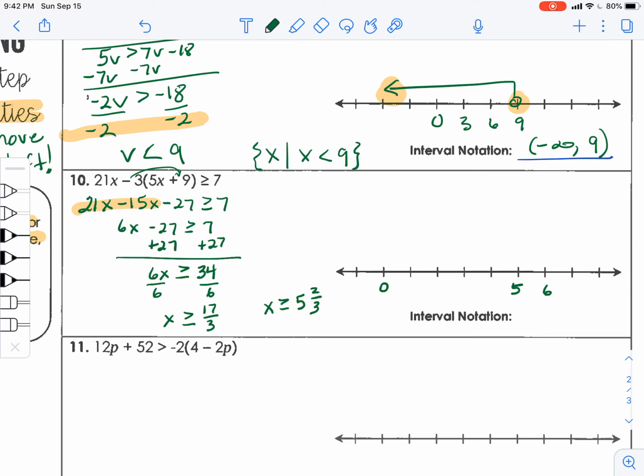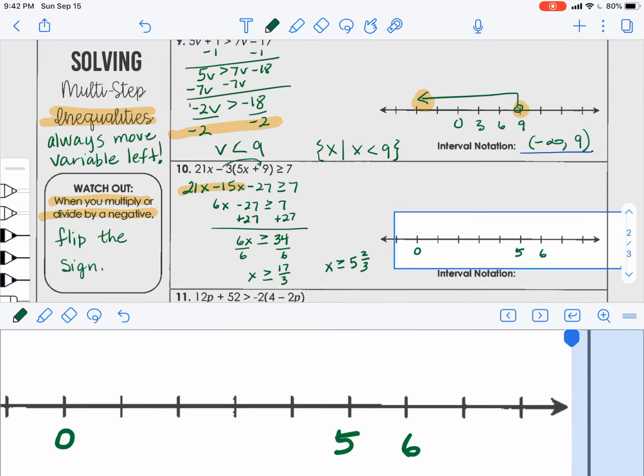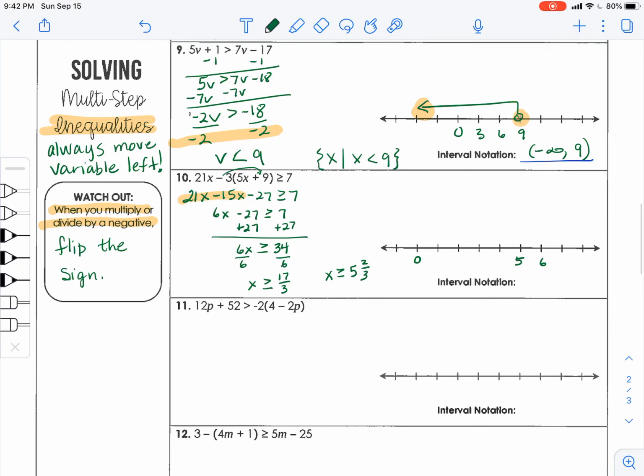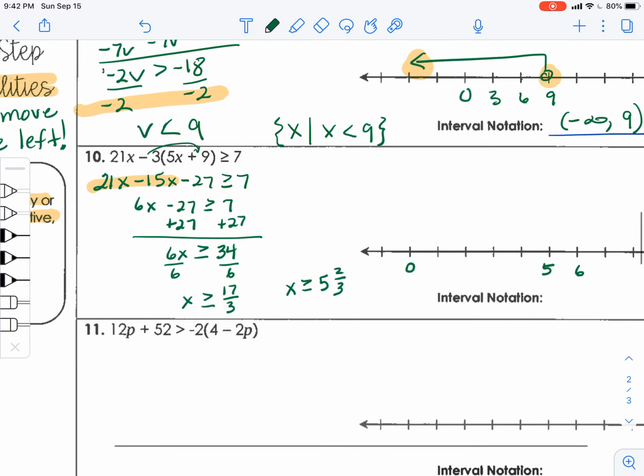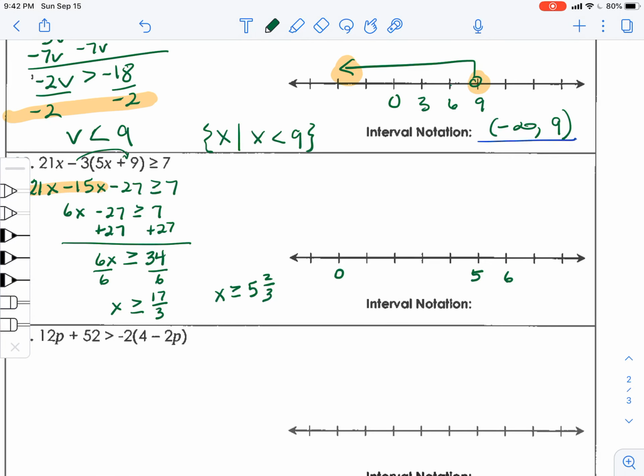So that's what I want on here, 0 and the 5 and the 6, and then put the 5 and 2/3 where it goes. Now it should be closer to the 6. Whoops, I don't know why that keeps doing that. Should be closer to the 6. So I'm going to go right here maybe, and then it is greater than or equal to.